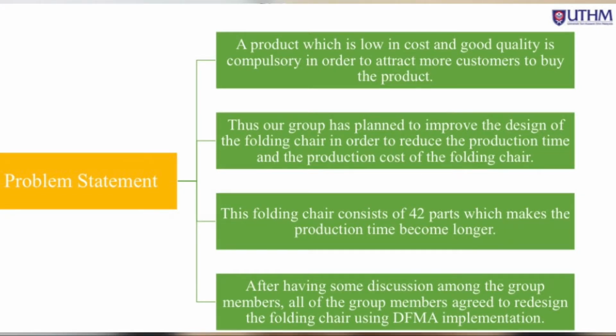For the problem statement, in order to attract more customers to buy our product, the product must be low cost and good quality. So our group has planned to improve the design of the folding chair in order to reduce the production time and the production cost. The folding chair consists of 42 parts, which makes the production time longer. So after some discussion among us, we have decided to redesign the folding chair using the DFMA implementation.